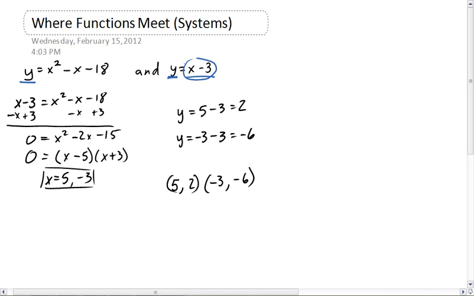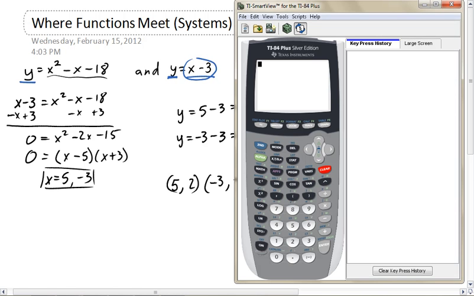Of course, the other way to do this is by graphing. I'm not going to graph it by hand. You could. At this point, you do know how to graph this. You can find the x-intercepts, the y-intercept, the vertex, all that fun stuff. You can draw a nice quadratic graph, draw a linear graph, and find out where they cross. But I'm just going to do it on the calculator right now.